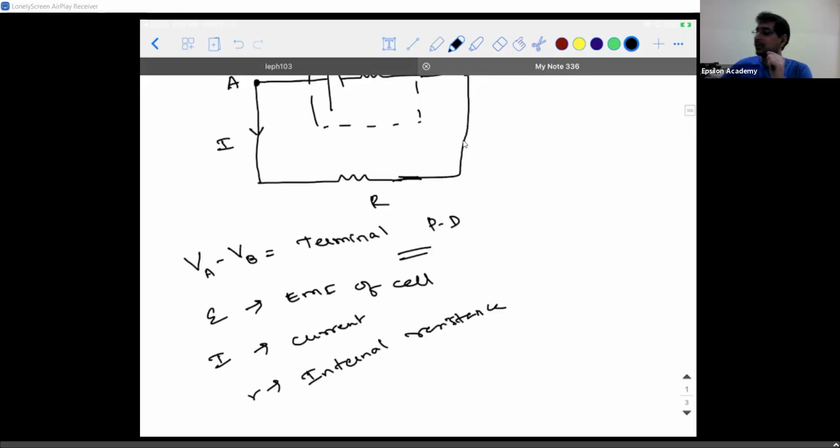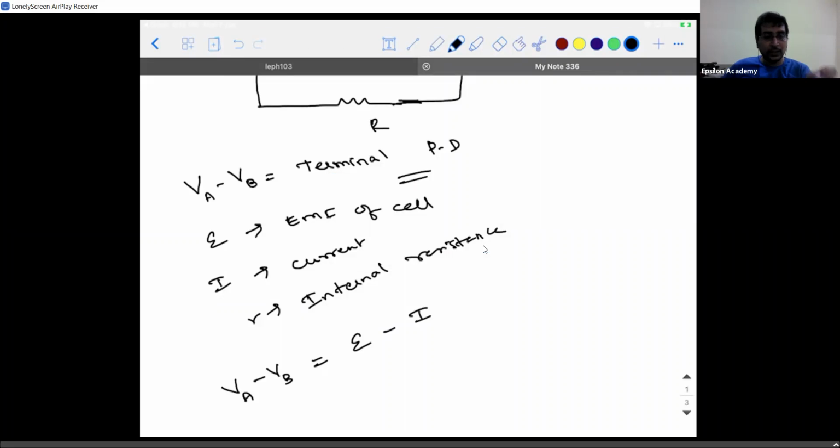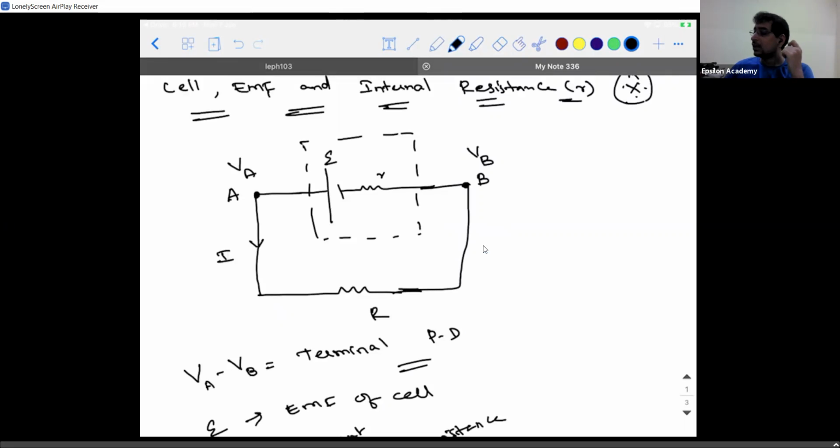Now listen to this carefully. The terminal potential difference VA minus VB will be equal to E minus the current flowing through the cell itself and R. Why I wrote this I into R is because I into R is a potential drop that is taking place across a resistor. Now the cell itself has some internal resistance and the current that is flowing through the cell is I. So from the original potential difference in the open condition, there is a slight decrease in value of the potential difference by value of IR.